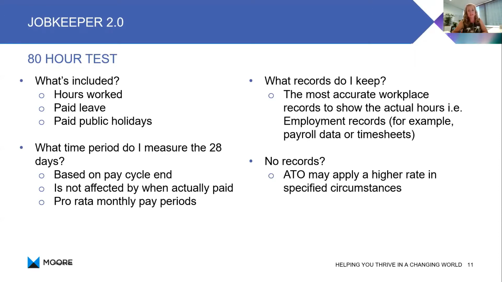Okay, so that's the higher rate. If you don't have sufficient records and you can't fit into any of those, then your eligible employee will automatically go into the tier 2.